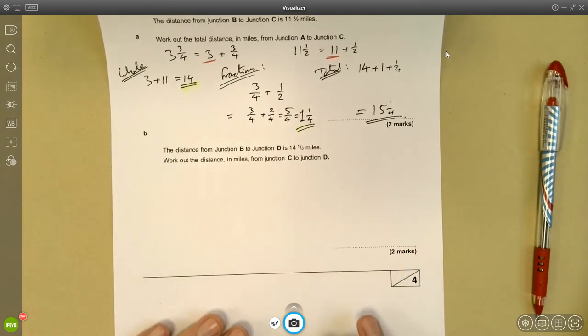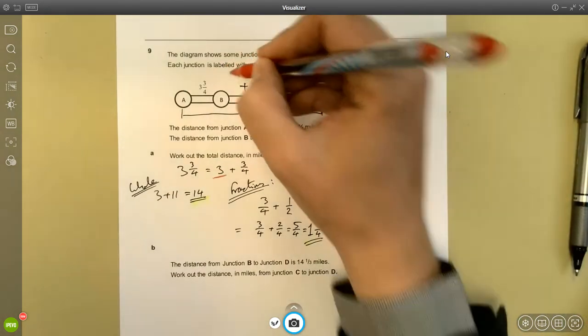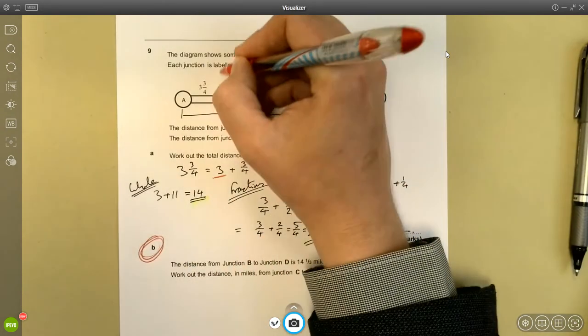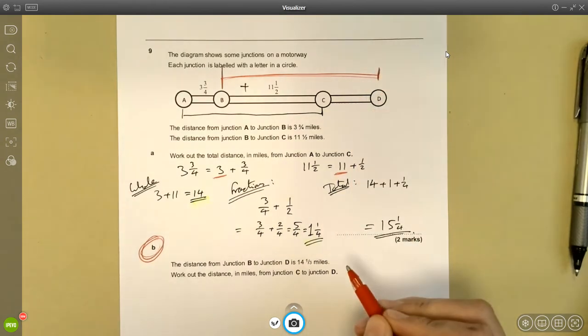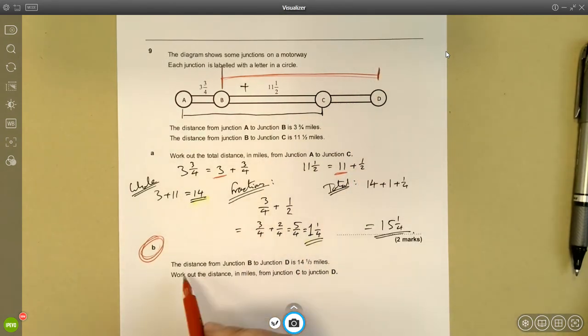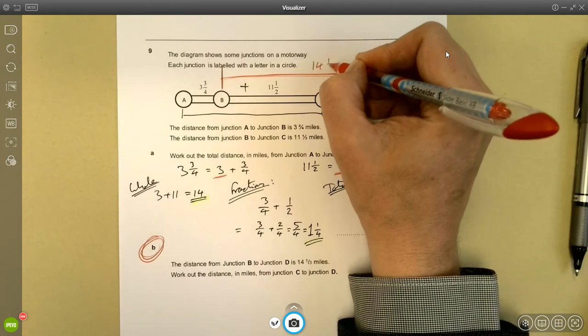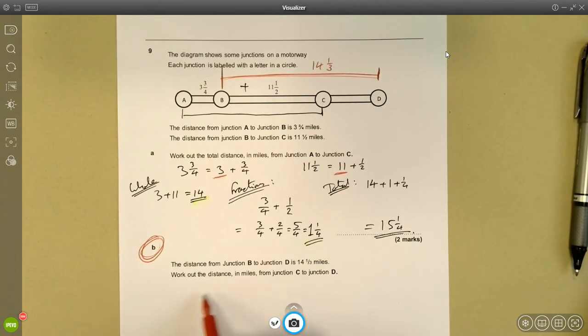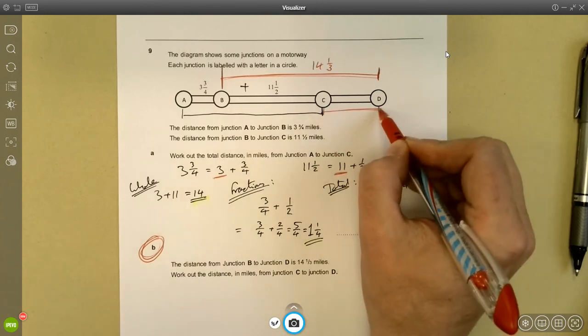Next one. The distance from B to D is 14 1/3. Okay, so let's go back to the diagram. And actually, for part B, we're looking at this distance here. Now we know the total. It says this total distance here is 14 1/3. But we just want this part here. We just want this C to D part.